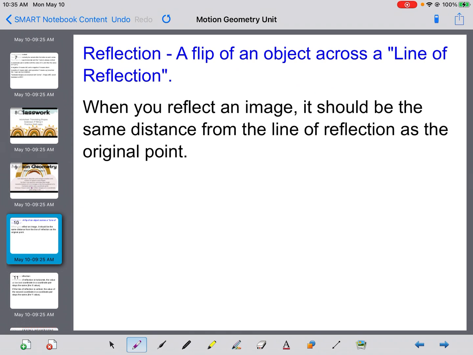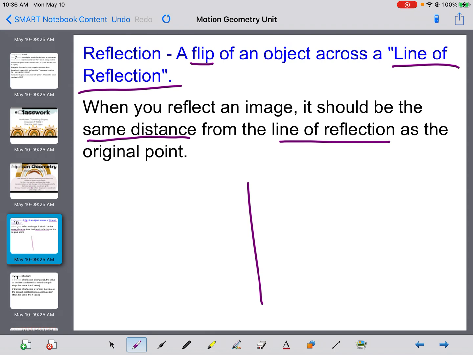All right, so a reflection is a flip of an object across a line of reflection. So it's a flip, okay? Like a translation is a slide, a reflection is a flip. When you reflect an image, it should be the same distance from the line of reflection as the original shape was. So if you've got a circle here, you don't want its reflection to be all the way over here. That would be silly.